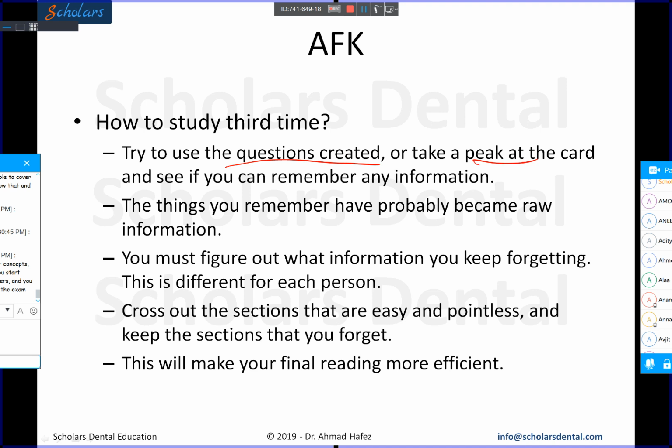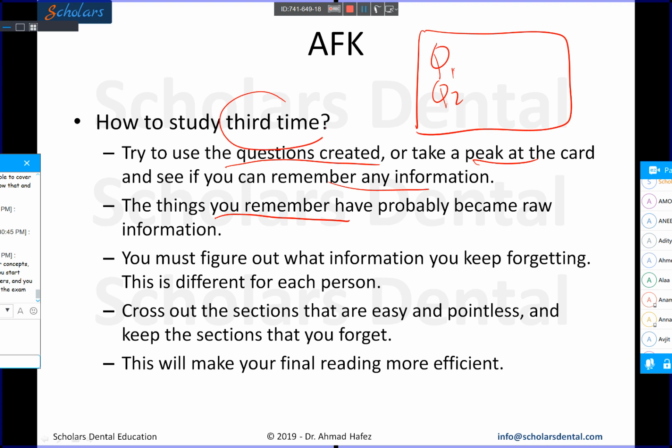Or take a peek at the card to see what you remember and what you don't. If you've created questions on the front of the card, these will give you an idea of what you remember, and then you answer them. If you find you remember most of the card, that means that information is easy for you. You don't need to read it on your fourth reading. That means the things you remember in your third reading from your second became raw information. You know them now. They're part of your logic.